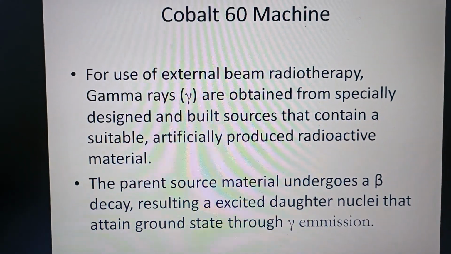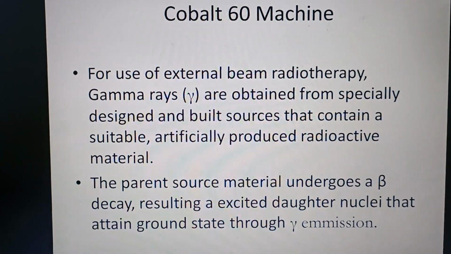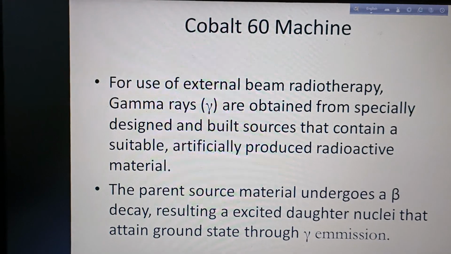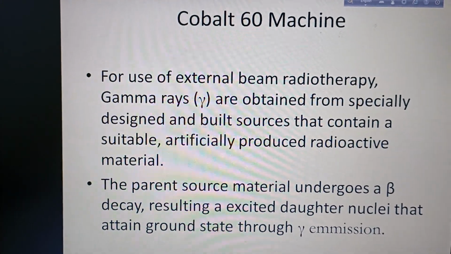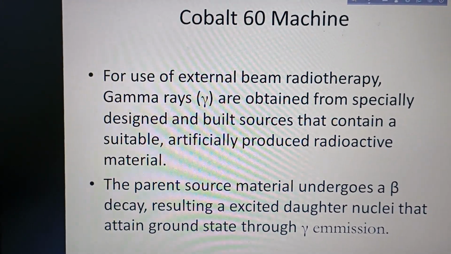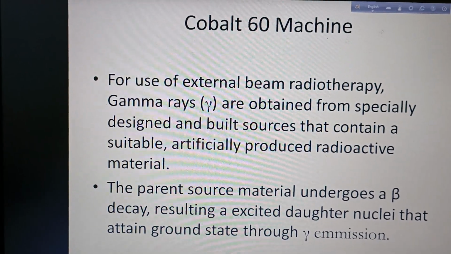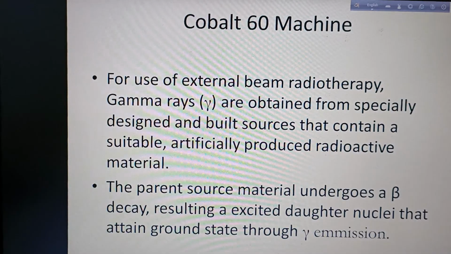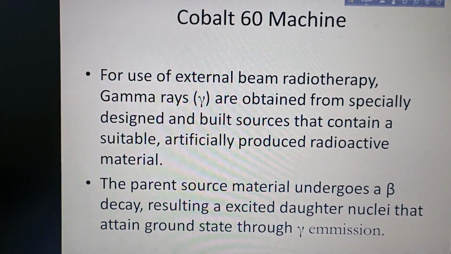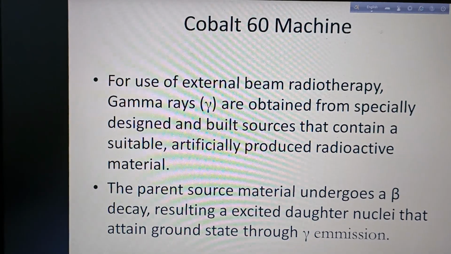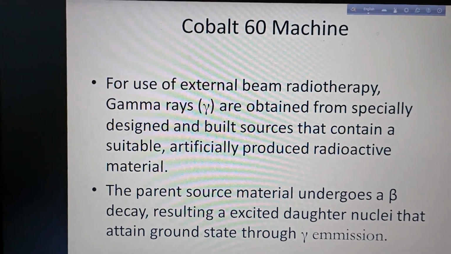This machine basically contains a radioactive source which is cobalt 60, and it is a radioactive material, and that's why gamma rays are produced from this source, and these gamma rays are used for treatment purposes. Obviously it is external beam radiotherapy.